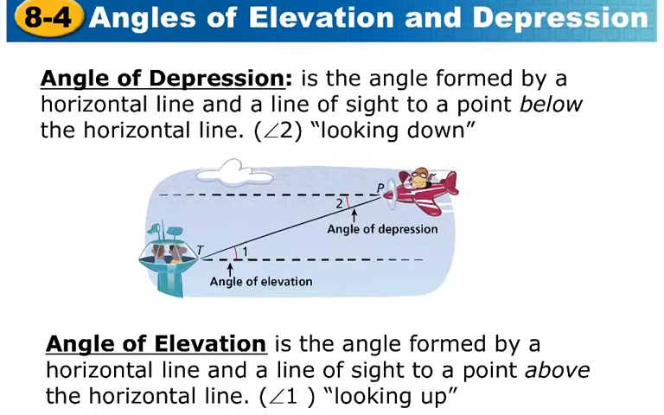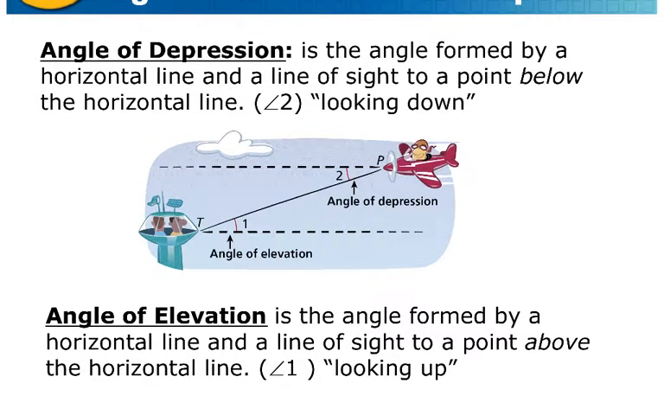So an angle of depression is the angle formed by the horizontal line. Basically every time we're looking at this, you're always drawing this horizontal line. And then the angle of depression goes down from that horizon versus the angle of elevation goes up from that horizon. So the angle of depression, by definition, is the angle formed by a horizontal line and a line of sight to a point below the horizontal line, looking down, versus an angle of elevation, which is more like looking up. It's the angle formed by a horizontal line and a line of sight to a point above the horizontal line.